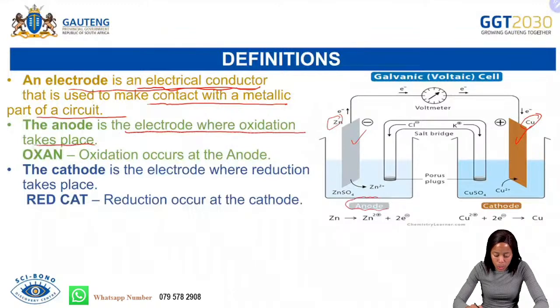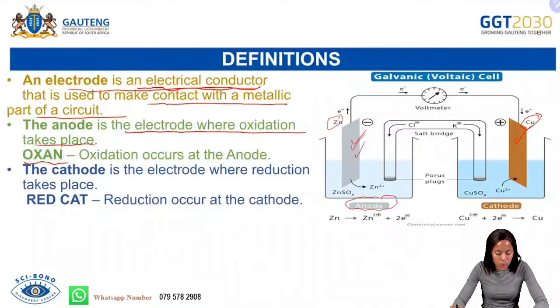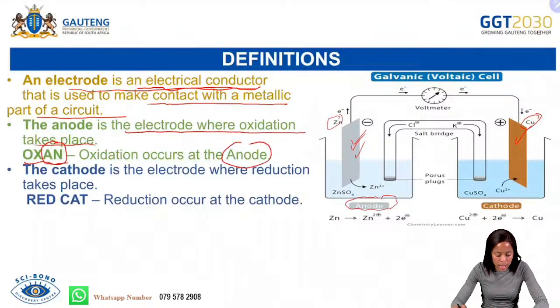So the anode is the electrode where oxidation will take place. Now, how are we going to remember all of that? We can use OX-AN, whereby OX is oxidation, and the AN will represent that it occurs at the anode there.